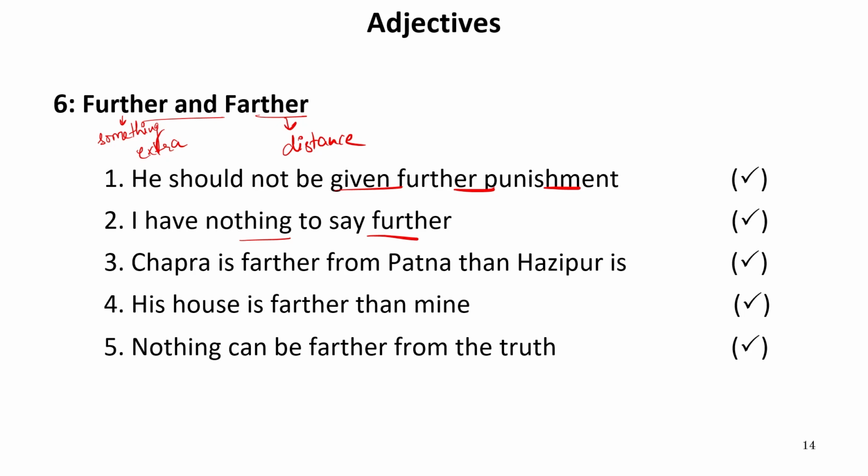Chhapra is farther from Patna than Hajipur is. Because it is showing the distance between Chhapra, Patna and Hajipur, here we can use farther, not further. His house is farther than mine. Farther than mine means it is at a particular distance from mine. So farther than mine is correct. Nothing can be farther from the truth. So the sentence is again correct.